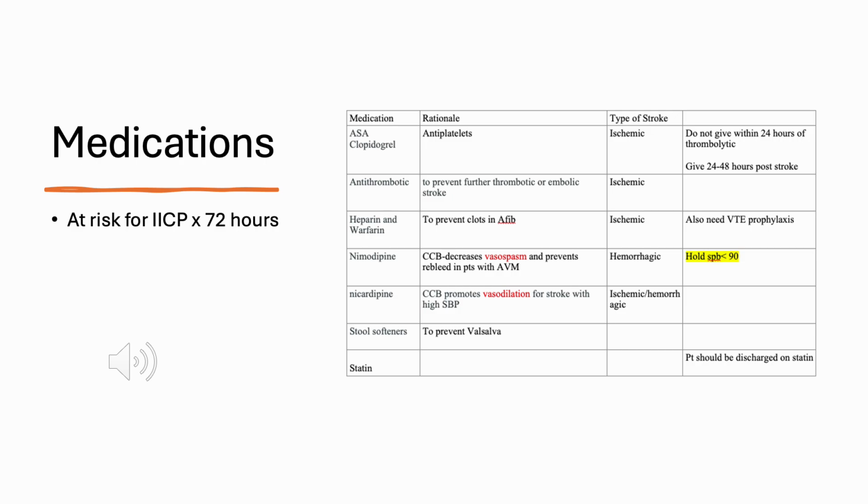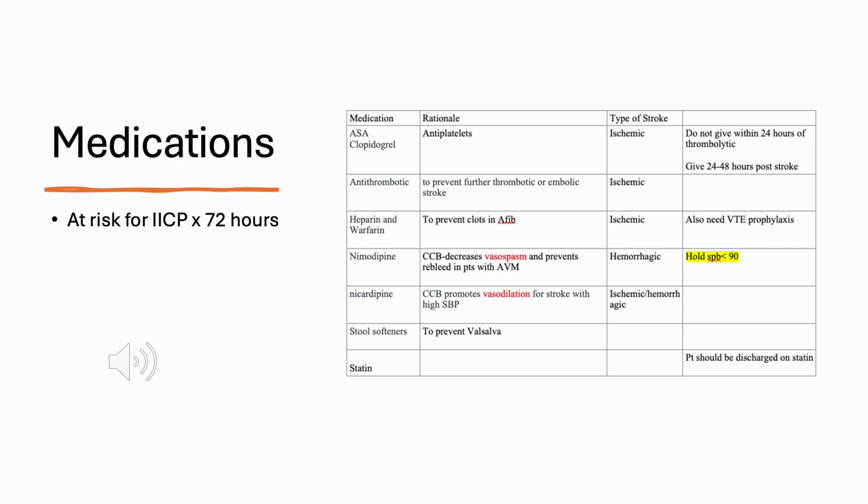Heparin and warfarin are also usually given to patients who have AFib. This is to prevent clots from forming inside the heart. They'll also need VTE prophylaxis, which heparin and warfarin would help with. Nimodipine is given for subarachnoid hemorrhage. It prevents rebleeding in the brain. It's a calcium channel blocker, so it's going to vasodilate, and this would be given to people with hemorrhagic stroke. You hold calcium channel blockers for systolic BP less than 90.